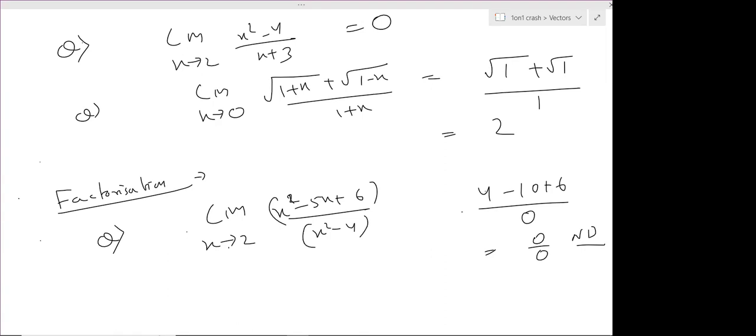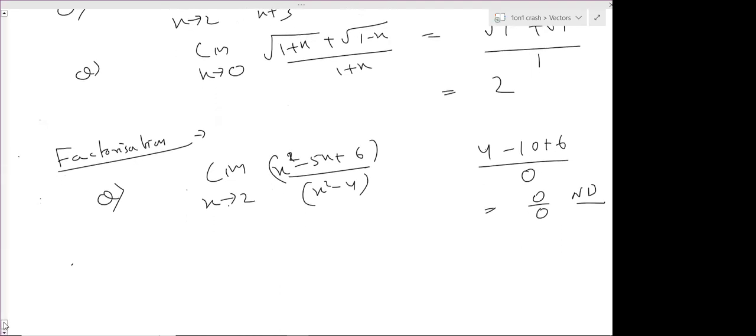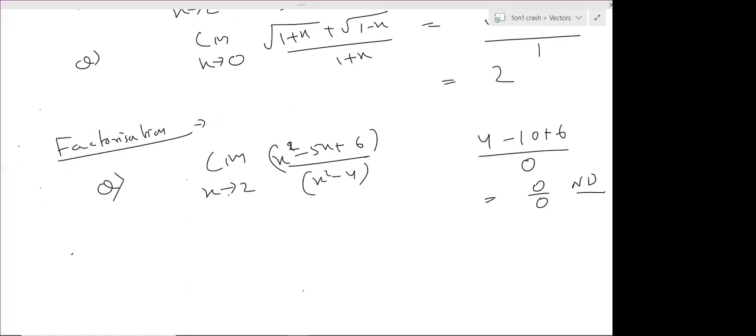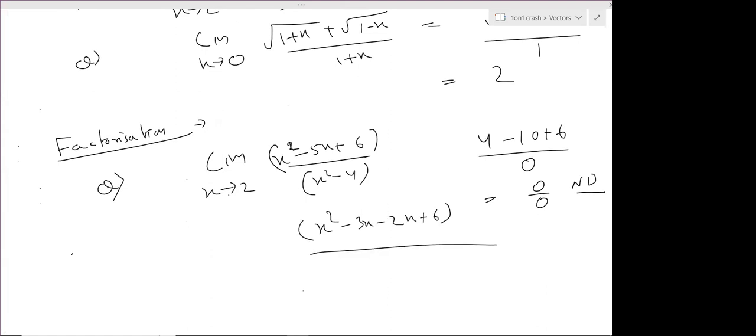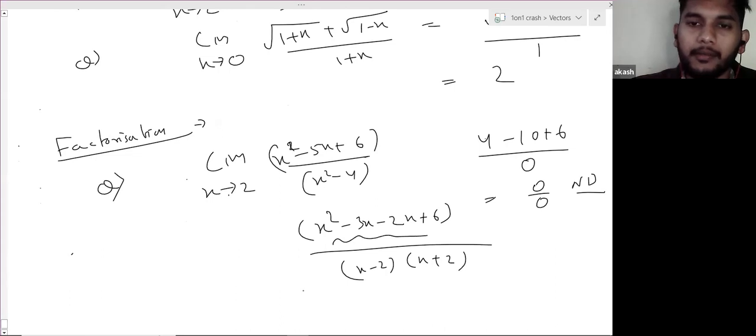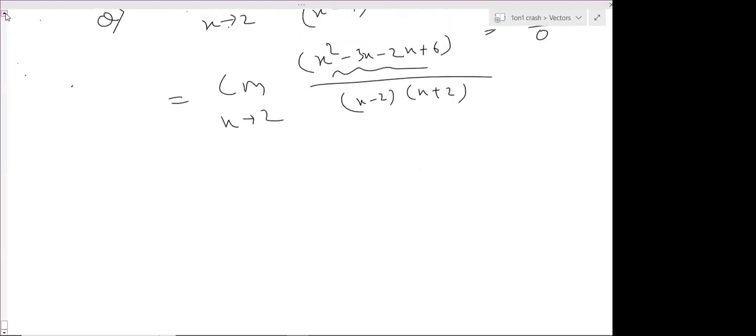Please factorize, tell me what you get. x square minus 3x minus 2x plus 6. Right. And after that, x minus 2, x minus 2, x plus 2. So please factorize this again. You have to solve it completely. x minus 2, x plus 3. Absolutely.